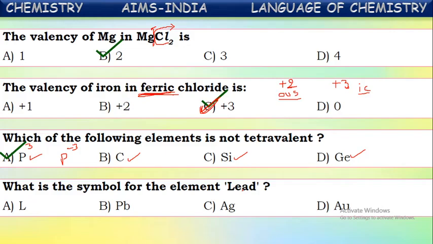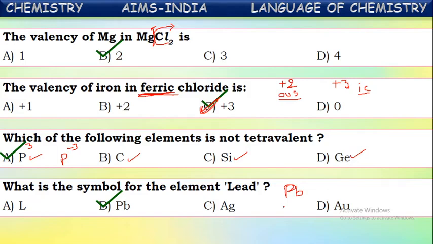For example, lead has its symbol from its Latin name plumbum. So plumbum is its Latin name, and in that the starting letter is P. But this P is already the symbol for phosphorus. That is why, along with the first letter, the second prominent letter B is also taken from its Latin name. Now the symbol of lead is Pb, because it is derived from its Latin name plumbum.